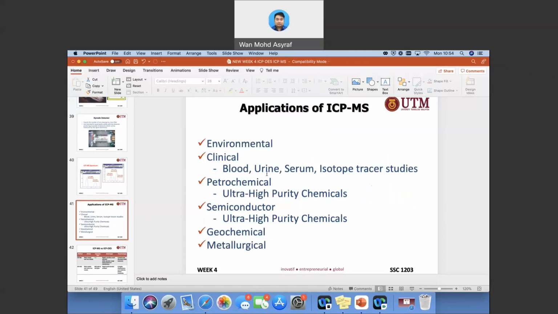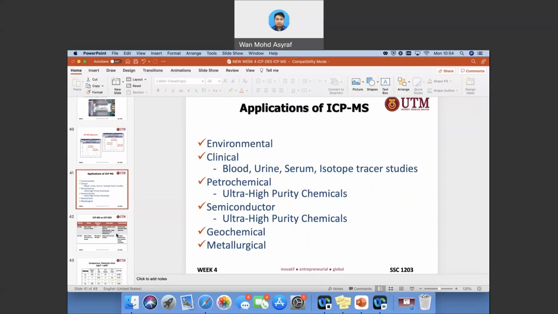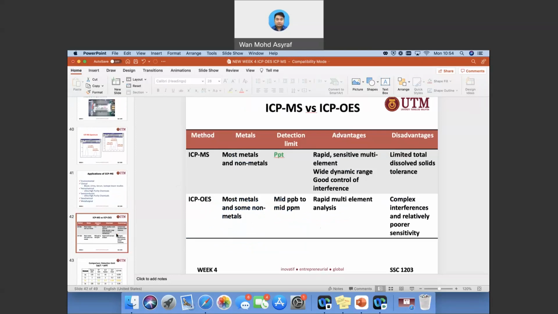Okay, so the applications of ICP-MS, as we have looked at for ICP-OES also, include environmental, clinical, even blood, urine, serum, and isotope tracer studies for petrochemical. All right, so these are the applications of ICP-MS. You may have read up on it.